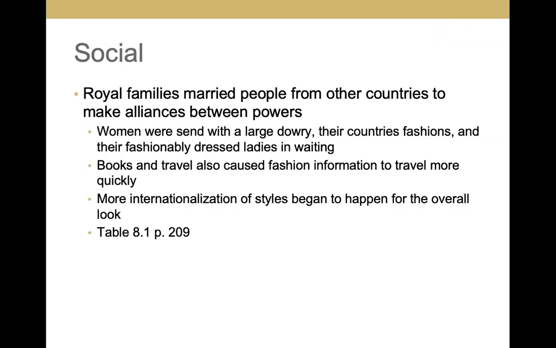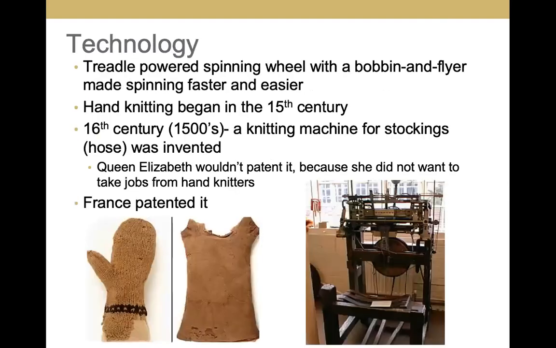As far as social, this is very related to what we just talked about. Royal families married people from other countries. This was usually an arranged marriage, and it was to create alliances and powers. And as we just noted, Catherine de' Medici did establish the French perfume industry when she came from Italy. They also brought books with them, and it really helped with the spread of information and the spread of fashion from country to country.